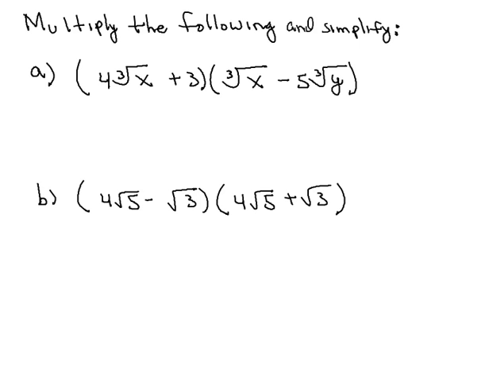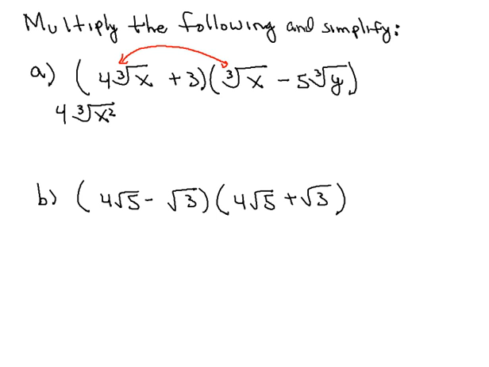Now we're next going to look at a couple more examples of the product of two binomials involving some radical terms. And as we did in our last example, we'll be using the FOIL method again. So we'll start off, in this case in part A, by multiplying the first terms of each binomial together, and that will give us 4 times the cube root of x squared.